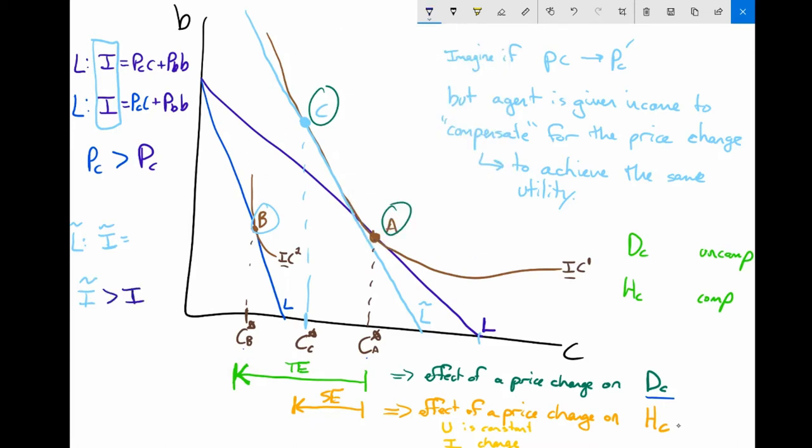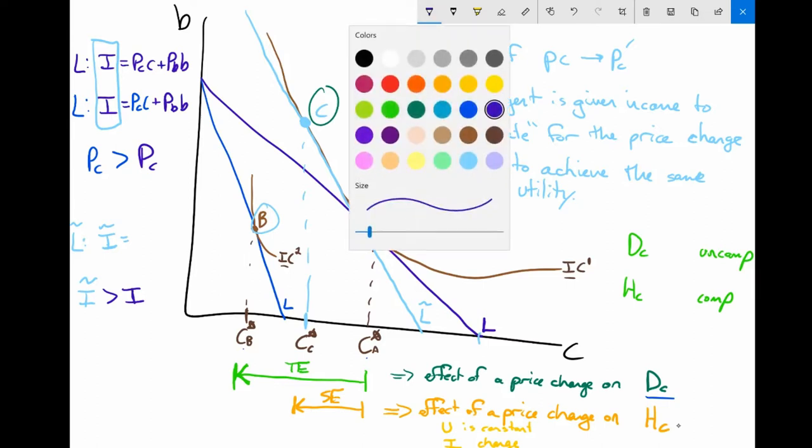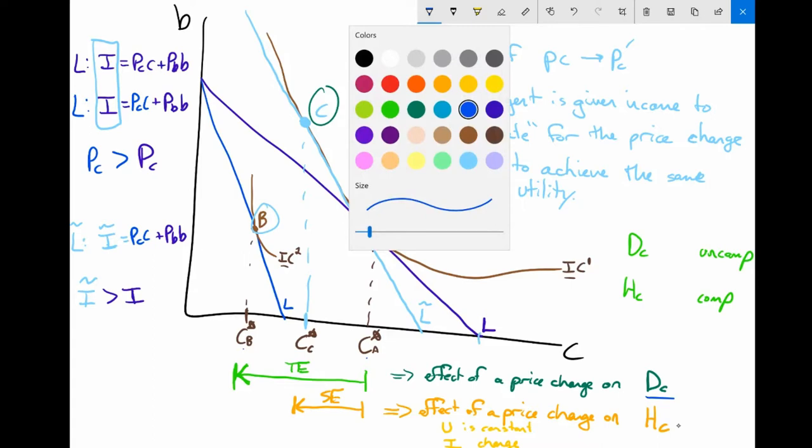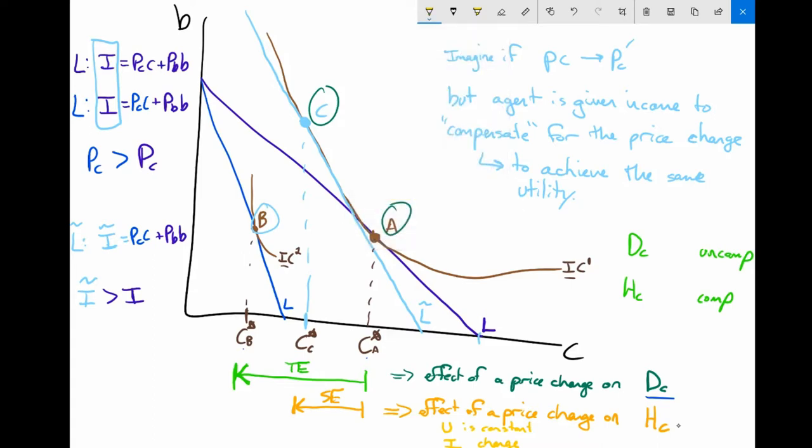They are given additional income in order to compensate them for the increase in price. So it still has the original price of bagels, and it has the new price of coffee, but it has a higher level of income. So that means utility is held constant, but income changes. So the difference between demand at point A and point C, we called it the substitution effect. This is the effect of a price change on the compensated demand curve.